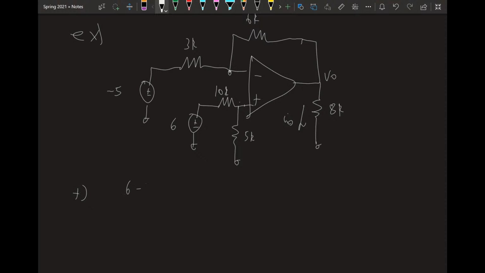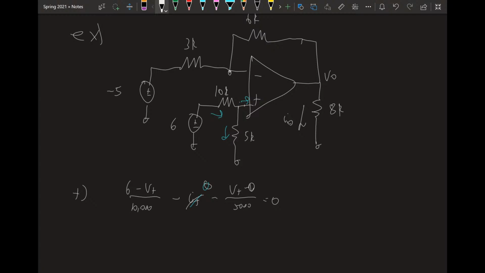So for the positive terminal, we write: 6 minus V plus over 10,000, minus some current going into the positive terminal, minus V plus minus ground over 5,000 equals 0. But because of our golden rules, this current going into the terminal is 0. So let me draw the currents here. But because of the golden rule, that goes away.